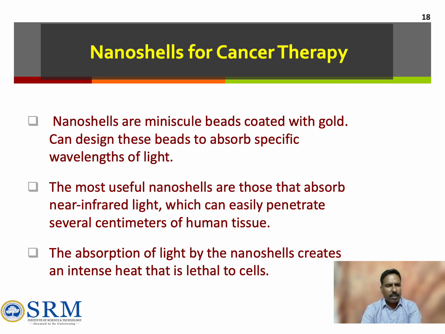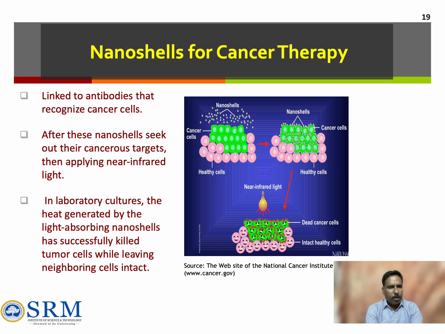So, nanoshells for cancer therapy. Nanoshells are minuscule beads coated with gold. You can design these beads to absorb specific wavelengths of light. The most useful nanoshells are those that absorb near infrared light, which can easily penetrate several centimeters of human tissue. Absorption of light by the nanoshell creates an intense heat that is lethal to the cells. If you link antibodies to the nanoshell that recognize the cancer cells specifically, then after the nanoshells enter the cancer cells, you can use light to produce heat and kill the cancer cell specifically.